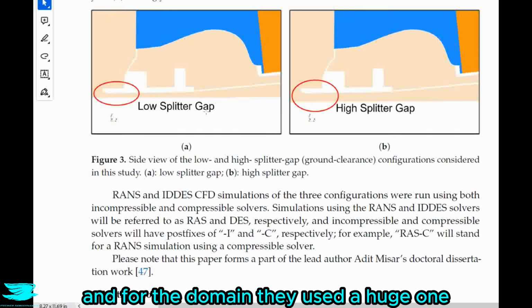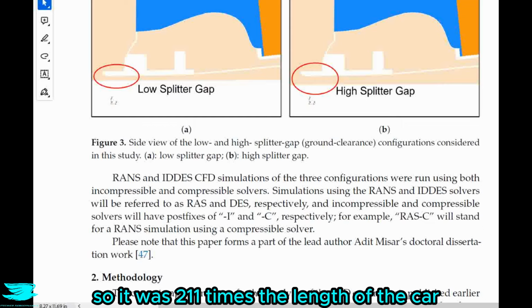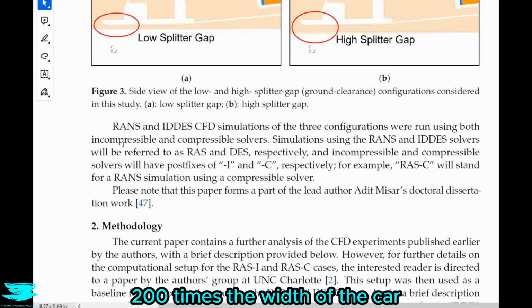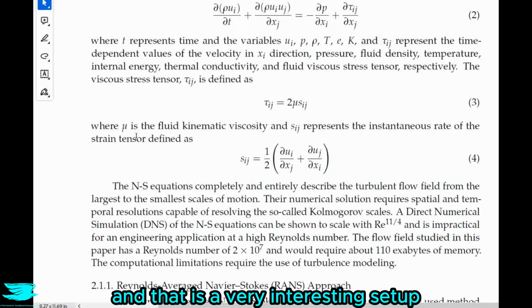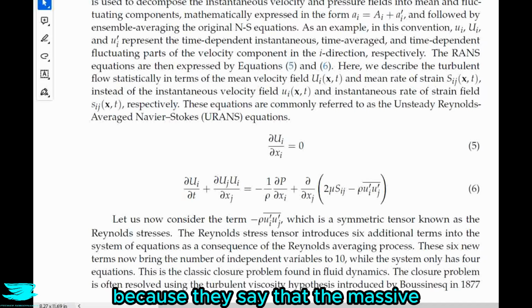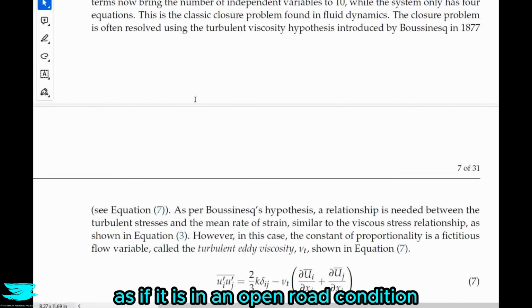And for their domain, they used a huge one, far larger than what is typically used. So it was 211 times the length of the car, 200 times the width of the car, and 200 times the height of the car. And that is a very interesting setup, because they say that the massive domain was used to make the car perform as if it is in an open road condition.